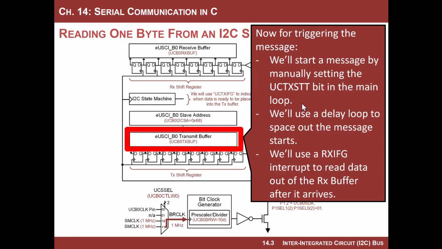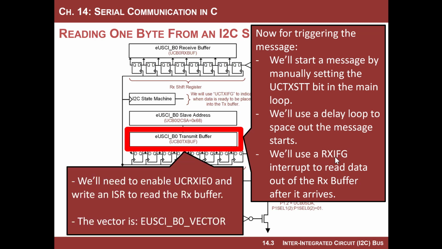Here's how we're going to do the actual transfer. We start the message manually in the main loop by asserting the TXSTT bit, which starts it. Then we use a delay loop to space them out. But this time, every time information comes back from the slave in the data field, the RXIFG flag will be raised. That means we've received information from the slave and can read it out of the receive buffer. So we set up the RXIE0 interrupt this time to grab the information out of the receive buffer. Again, all the B0 flags and interrupts use the same vector, which is the EUSCI_B0_VECTOR.